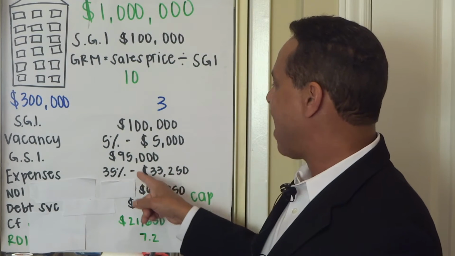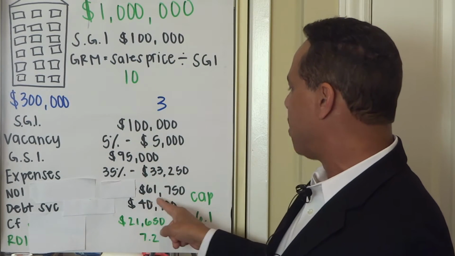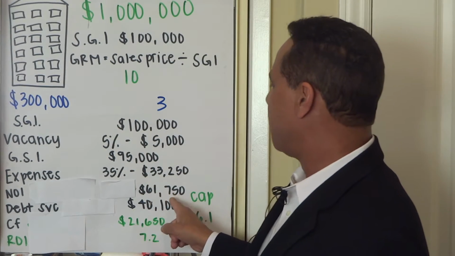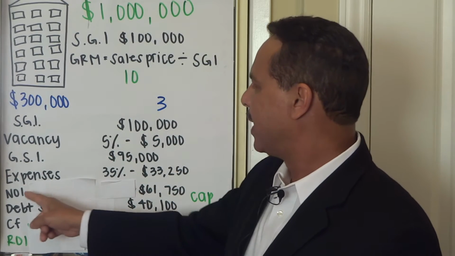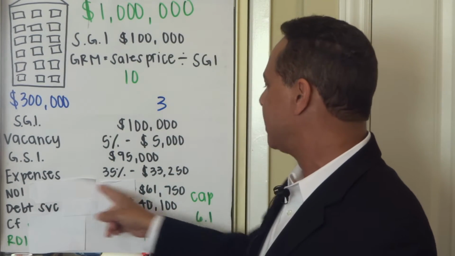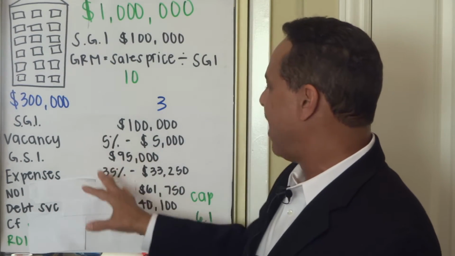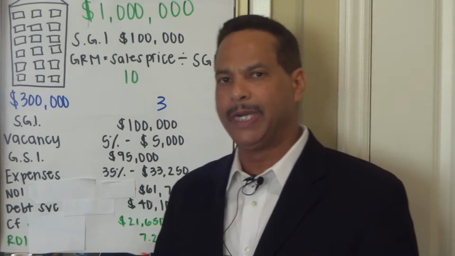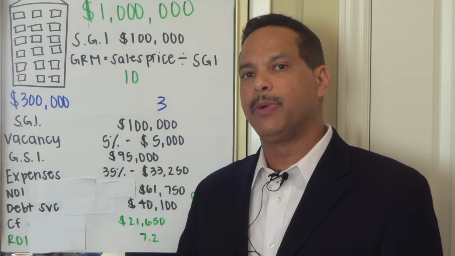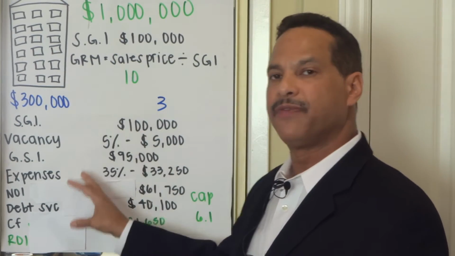Then we subtract that from the $95,000, and what's left over is $61,750. That's where we're getting our NOI. So our NOI in this case is $61,750. Now let me back up. The reasons we're using 5% and 35% are several. One, the lender's going to require us to use these types of numbers.